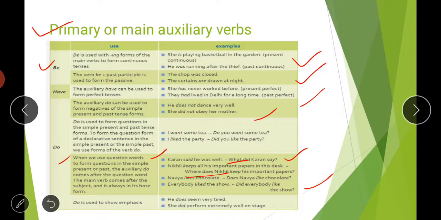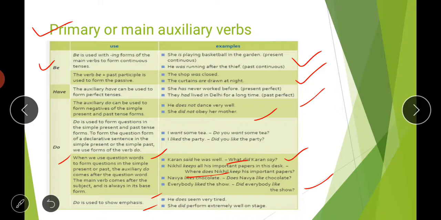Then do is also used to show emphasis. Sometimes do is used to put some pressure on certain words. Sorry, he does seem very tired. Then, she did perform extremely well on stage. So here, in these two sentences, does and did are used to put emphasis on the words very tired and extremely well on the stage. To give emphasis on these, we have used the words does and did.